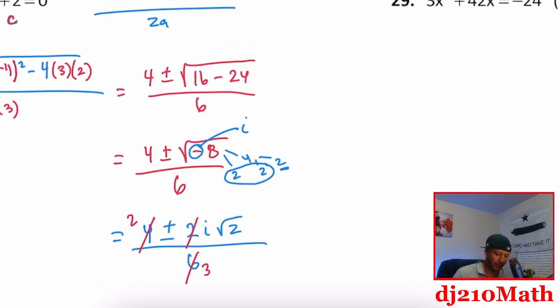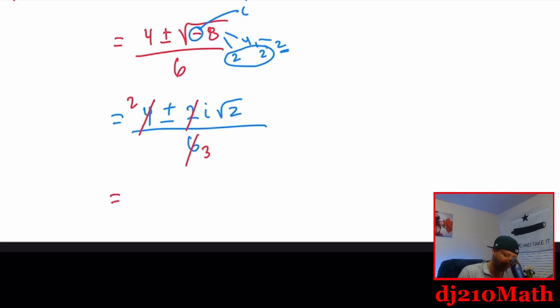So, final answer. 2 plus or minus i root 2 over 3. Which you might even see it like this.